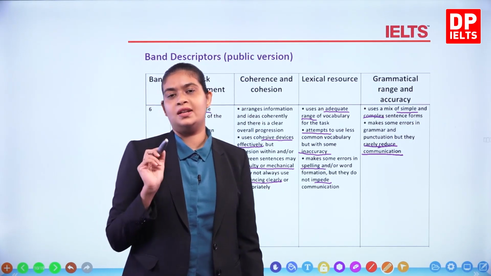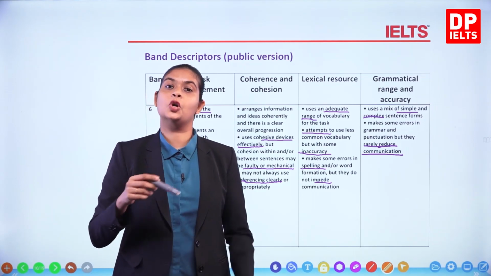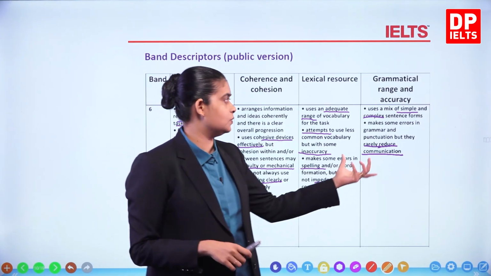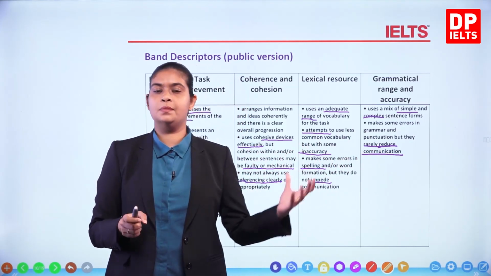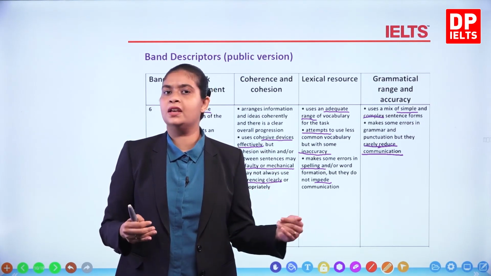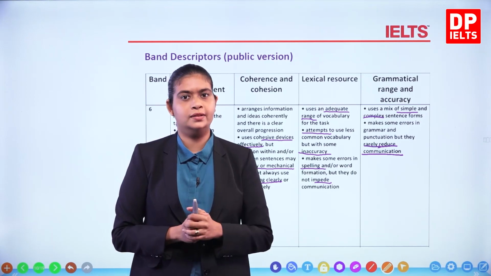So now you understand, if you get a 6 or a 6.5, it is not so easy to jump to a 7, especially when you take grammar, right? Simple and complex, and then writing a range of complex is a big jump. So you need to be able to use the language well.